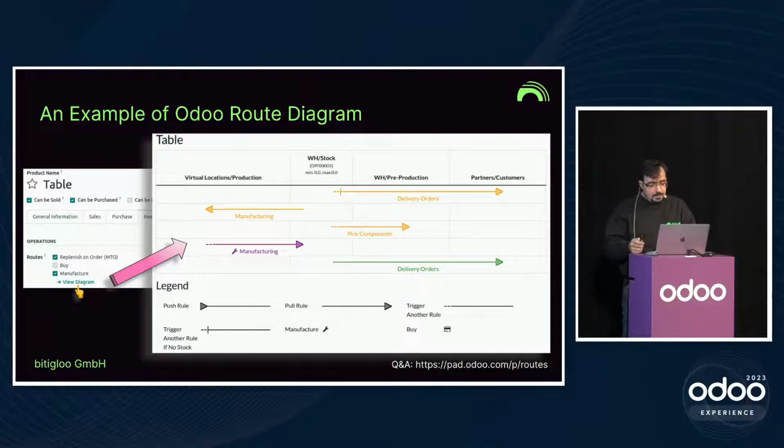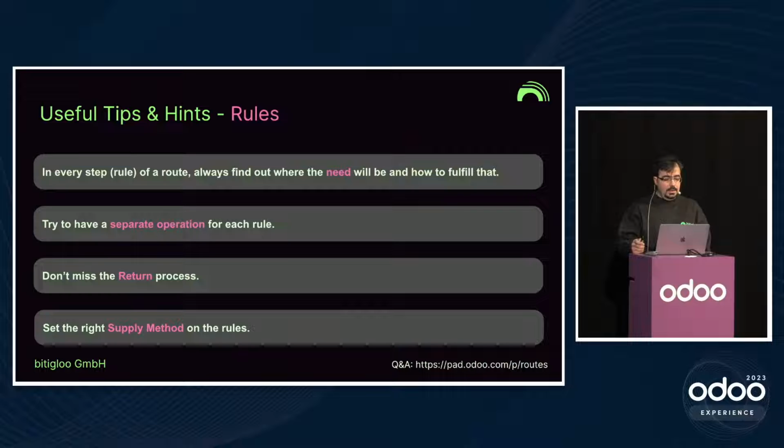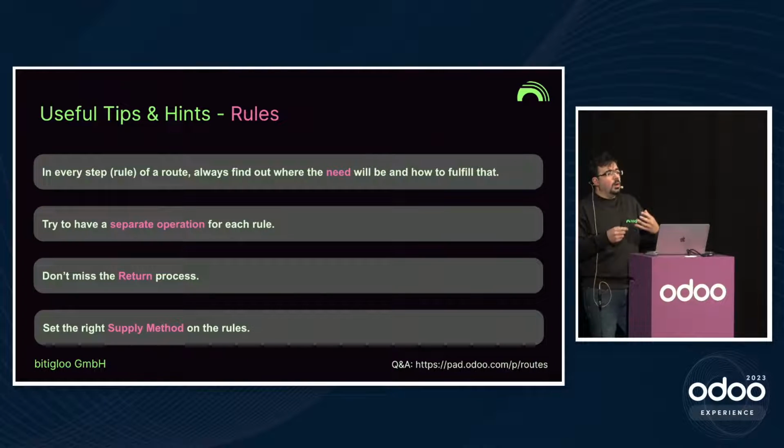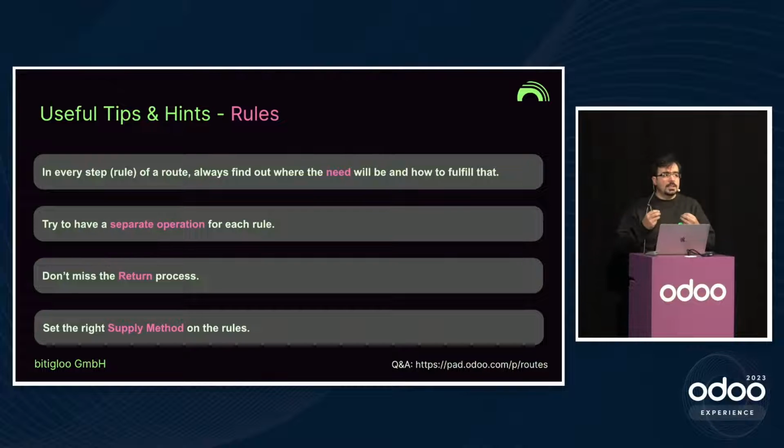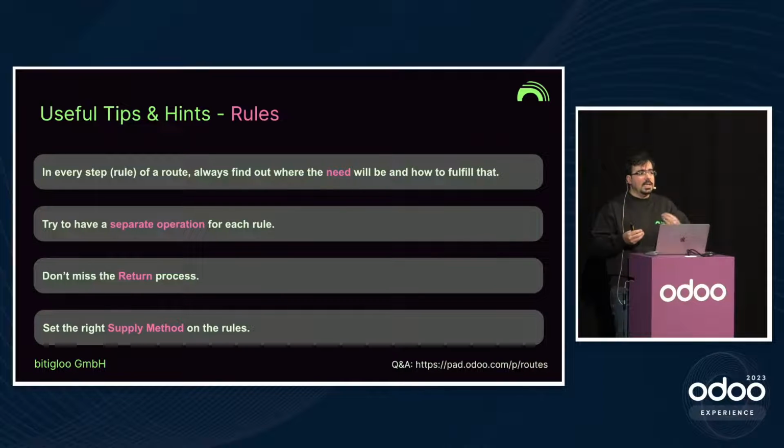Now some tips about rules. In every step, always think about where the need is. If you can find the source of the need, and then how you can fulfill it, you can easily clarify if you need a pull rule or a push rule, and so how to configure this.